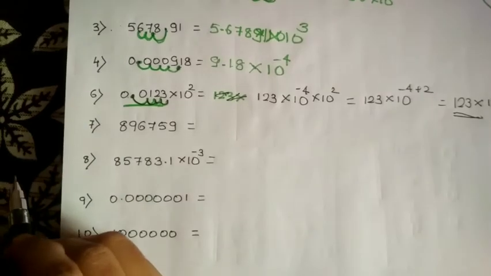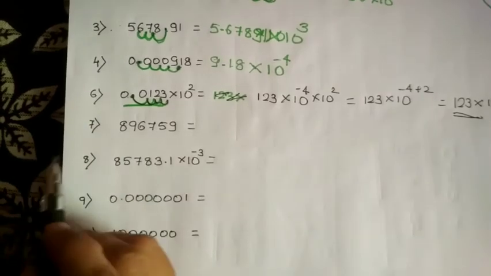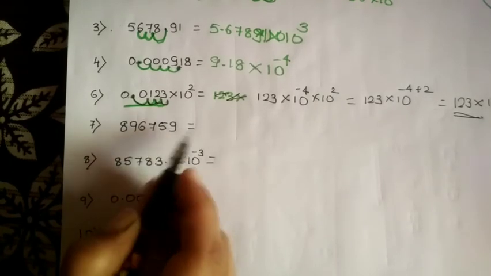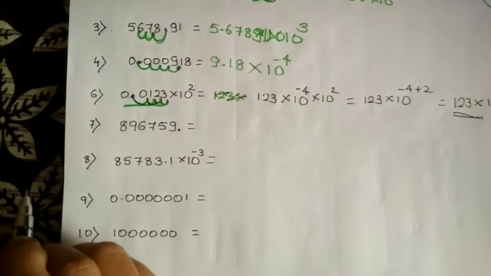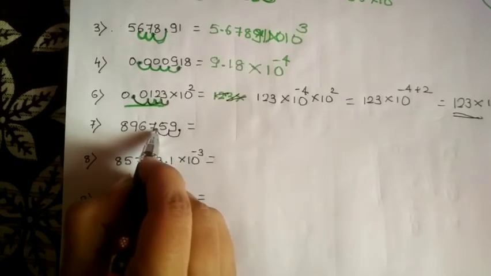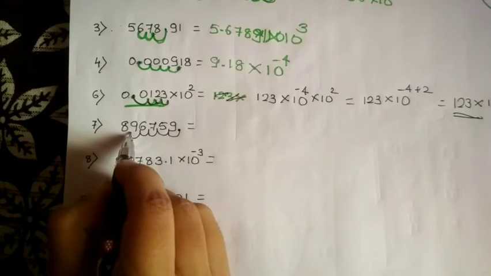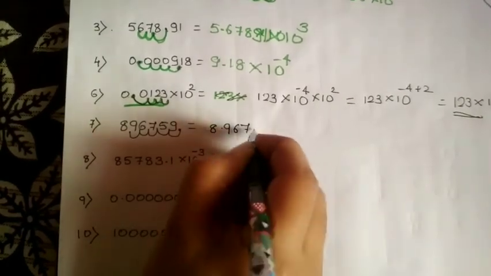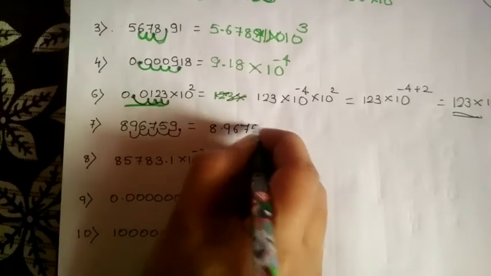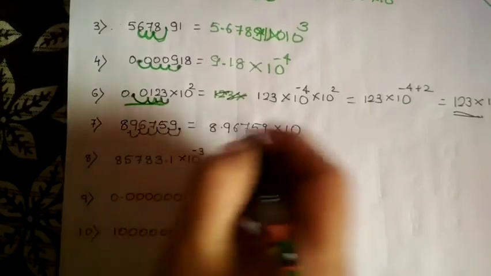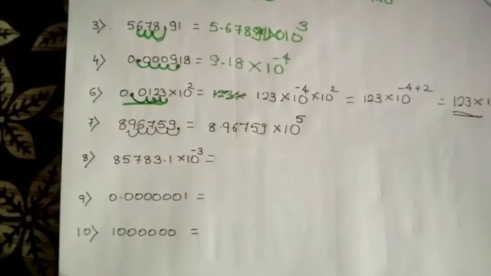You can ask, ma'am, where is the decimal point, how can you shift it? See, we have learned that at the last, whether they give it or not, the decimal point will be here. So am I going to shift it forward or backward? Definitely we're going to shift it backward. 1 2 3 4 5, dear students. So 8.96759 into 10 to the power of how many? 1 2 3 4 5, 10 to the power of plus 5, dear students.